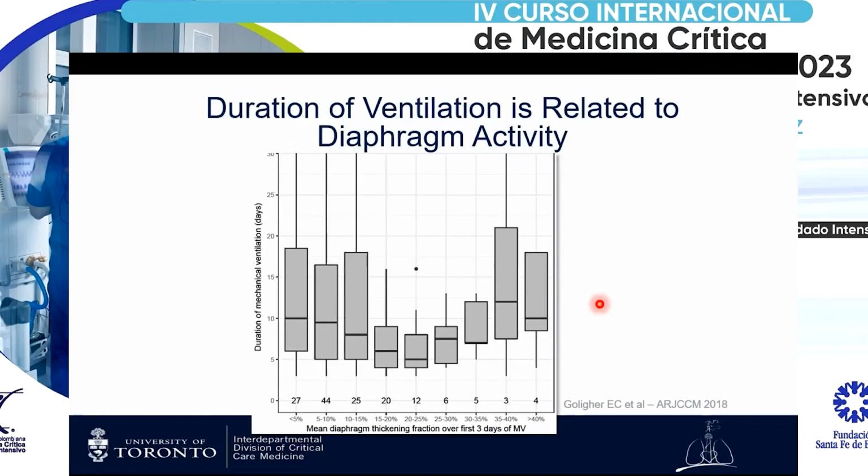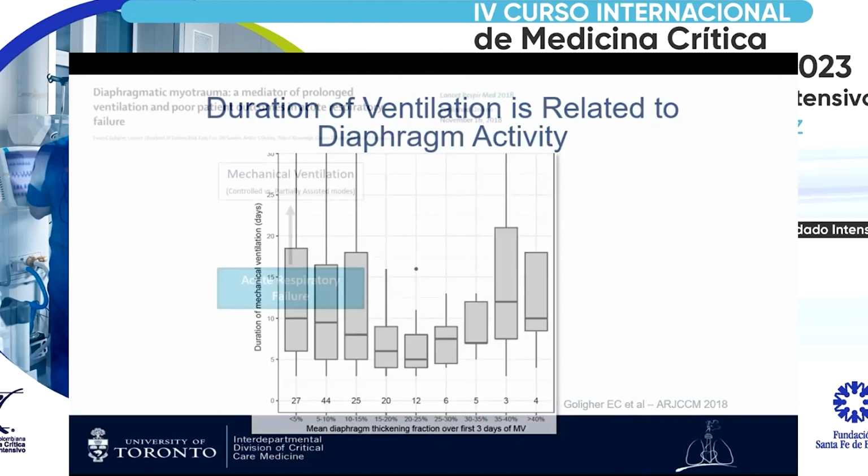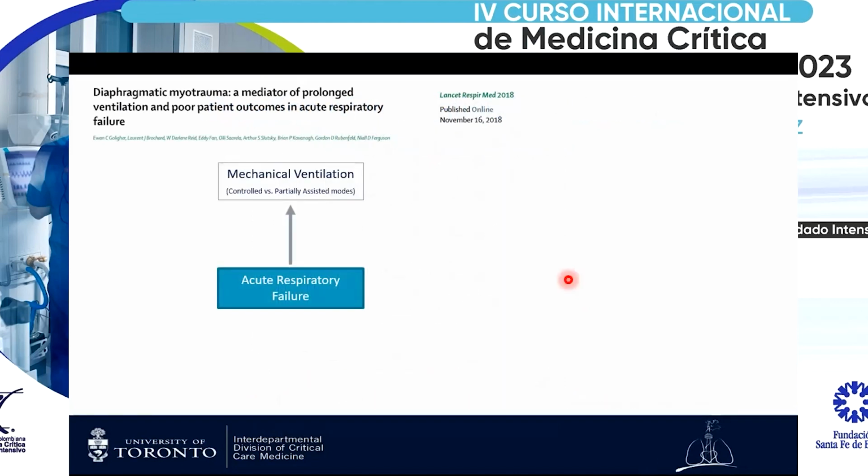And the fact that this is driven by diaphragm activity is shown in this slide. So the duration of ventilation, again, on the x-axis down here is now not thickness, but mean thickening fraction over the first 3 days of mechanical ventilation. Again, a U-shaped curve where getting too far away from a normal amount of work puts the patients at risk of prolonged ventilation.